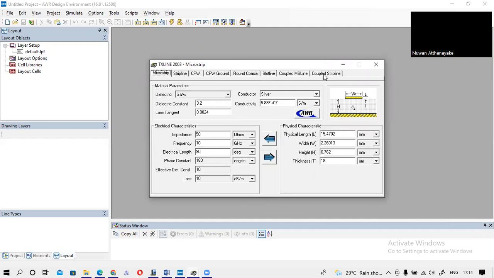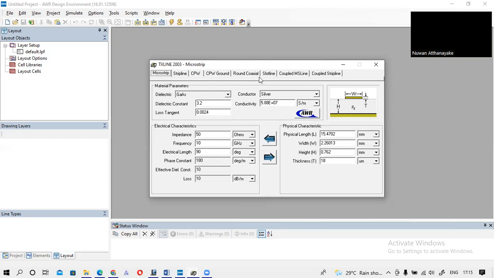we can calculate many related parameters with the microstrip, and many related parameters with many components. So you can see the microstrip, the strip line, and this one, I can't remember the name, the polar waveguide or something.